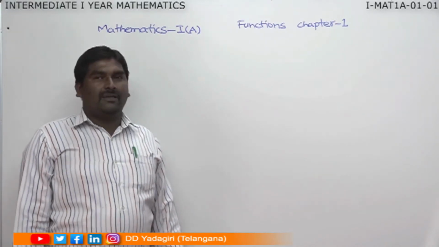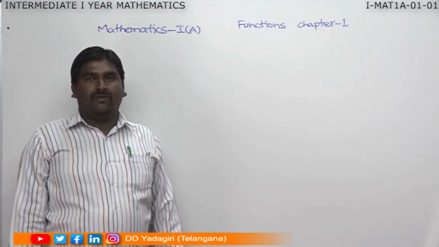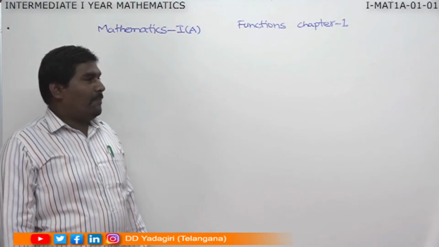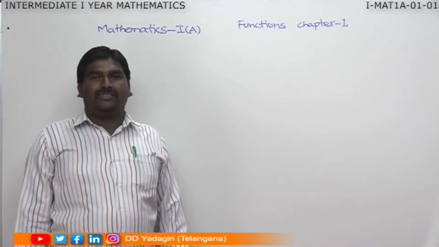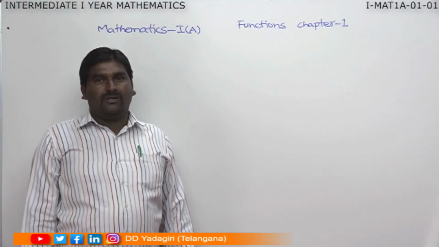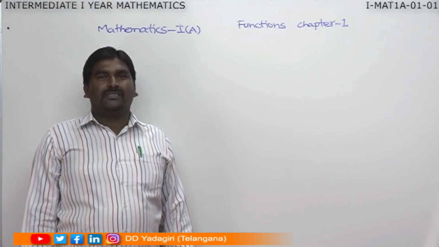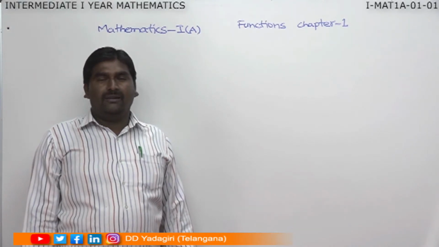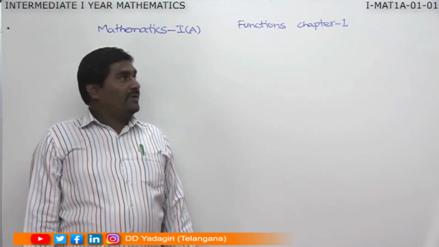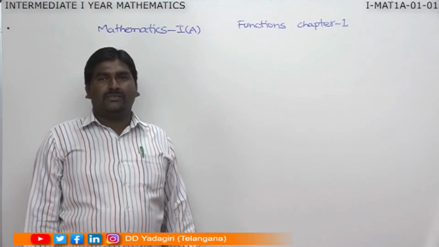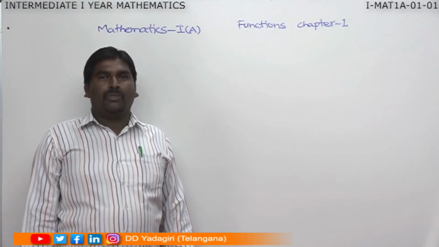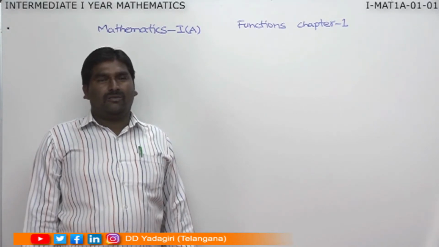In Mathematics 1A, we have the first chapter, that is functions. Scientists use mathematics to establish relationships. So, to establish relationships, we have to use mathematics. Before going to learn functions, we have to learn the basic concepts related to functions.